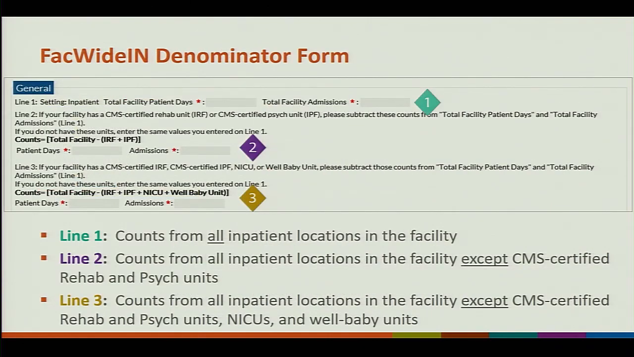Another data quality item that we look into is the data reported on the facility-wide inpatient denominator form. I'm just going to go over this quickly because Denise already did a great job of explaining it, where you see that the denominator data are collected across 3 lines of data, where line 1 indicates counts of all inpatient locations, line 2 would include inpatient locations except CMS certified rehab and psych, and line 3 would be all inpatient locations except CMS certified IRF and psych units, NICUs, and well baby units.